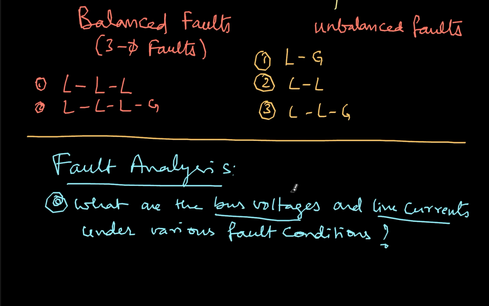Bus voltages will reduce because the high voltage part is directly getting short circuited with a low voltage part. And if it is a bolted fault, that means the impedance of the fault itself is very low, then the bus voltage will become zero. Otherwise, if there is some small impedance in the agent causing the fault, the voltages will still fall, and of course the currents will rise. So this is fault analysis.